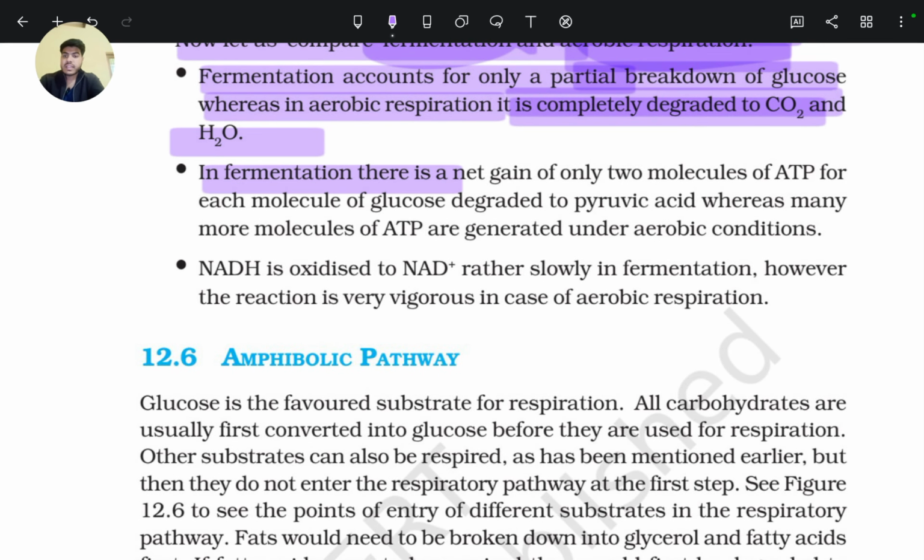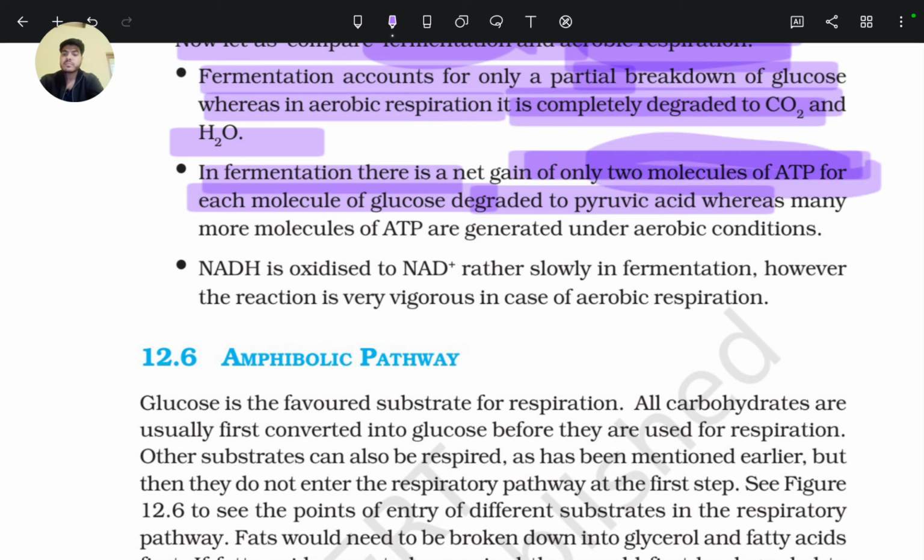In fermentation, there is a net gain of only 2 molecules of ATP for each molecule of glucose degraded to pyruvic acid. So in fermentation, a net gain of only 2 molecules of ATP by glycolysis, whereas many more molecules of ATP, like the 38 molecules of ATP that we extract by aerobic respiration, are generated under aerobic conditions.